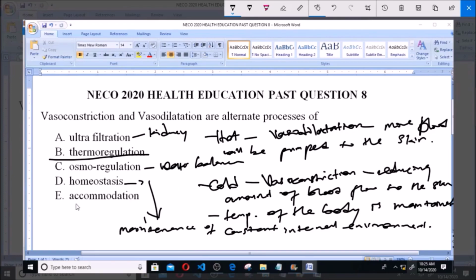Now, accommodation is the ability of the eye to change focus when viewing different objects. So the answer to this question is option B, thermoregulation. So vasoconstriction and vasodilatation are alternate processes of thermoregulation.